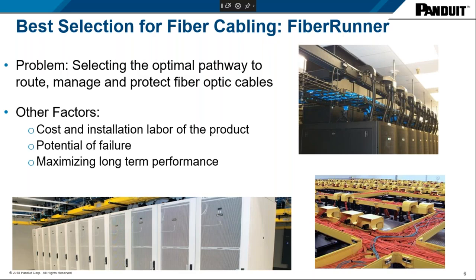So the best selection for fiber cabling is a FiberRunner type product. That's something that is critical because, again, you want to make sure that if you have made the investment with the cable, that the cable is properly protected and housed in the needed system. And when you're considering the fiber trough product, you need to consider the cost and installation labor. You want something that easily goes together. You want to take care of and minimize the failures as much as possible. So again, having the fiber cable in the smooth and closed pathway offering is critical, because at the end of the day, that's really going to maximize that long-term performance.